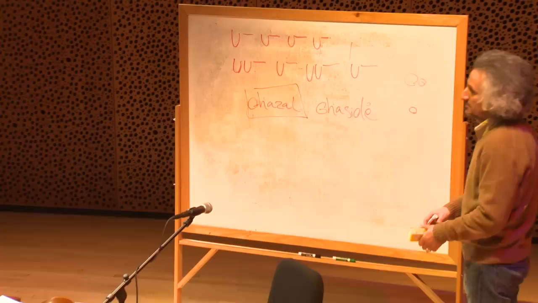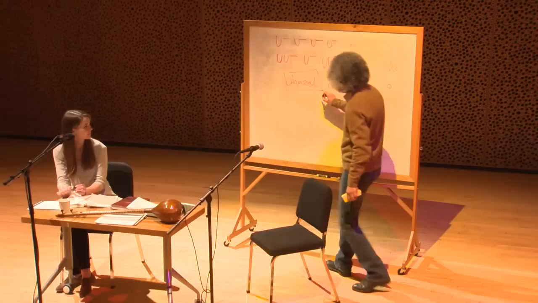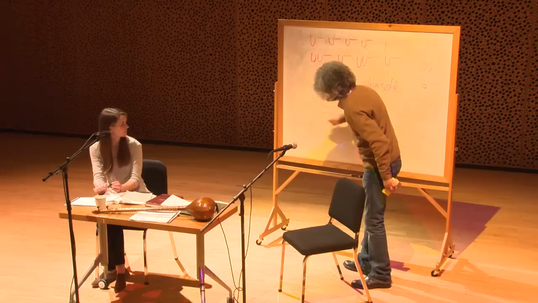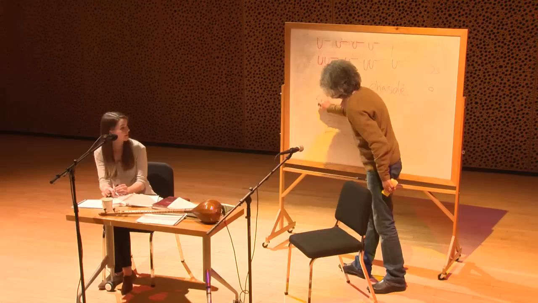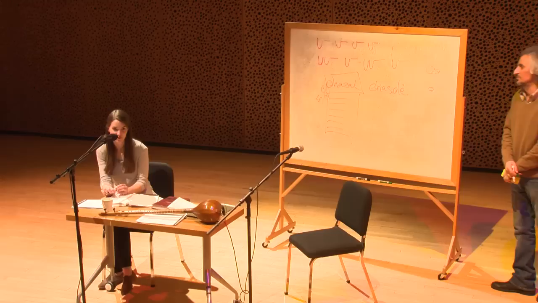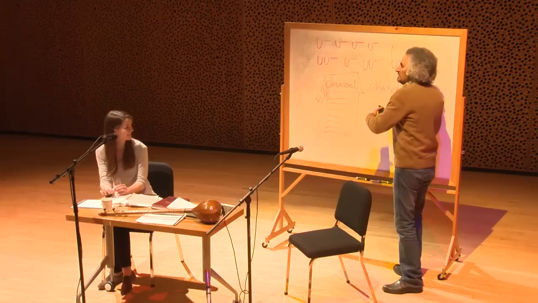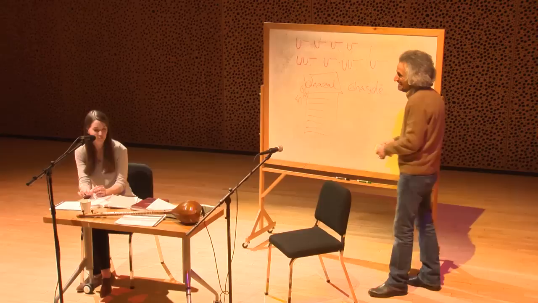Because a ghazal only has between 5 and 8 lines, but a qasida could have 200 lines. Why? Because when you're speaking in praise of a king, you can keep talking for a very long time, and keep going.